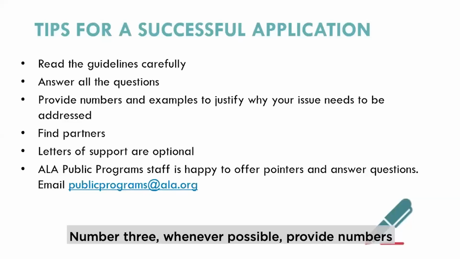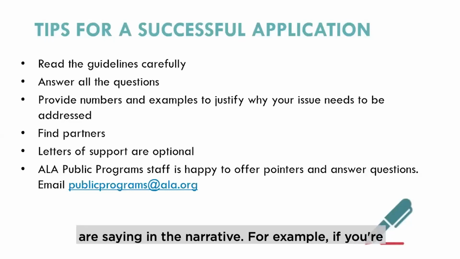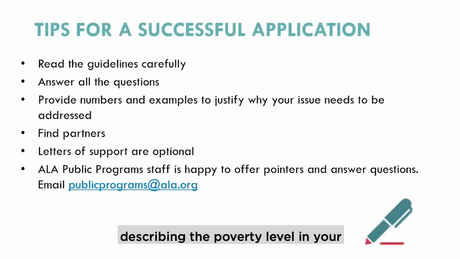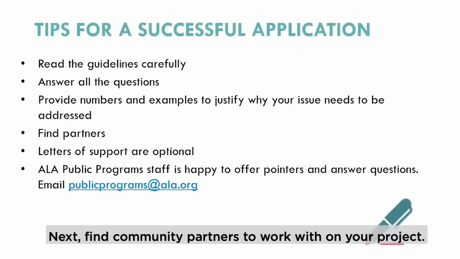Number 3, whenever possible, provide numbers and examples, provide data to justify what you are saying in the narrative. For example, if you're describing the poverty level in your community, pull some census data to help support and specify what you are saying. Next, find community partners to work with on your project.